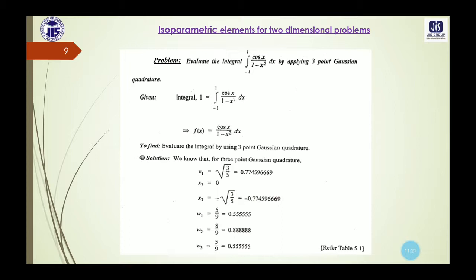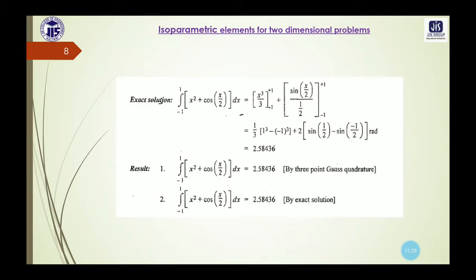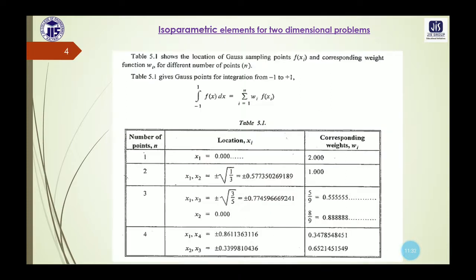Here also it is given that the sampling points are 3. That means we need to refer to the table. Let us move back to that table. Here the number of points is 3. So similar to the earlier numerical, again we choose the number of points as 3, and corresponding to that the values of x1 is plus root under 3 by 5 and x3 is minus root under 3 by 5.